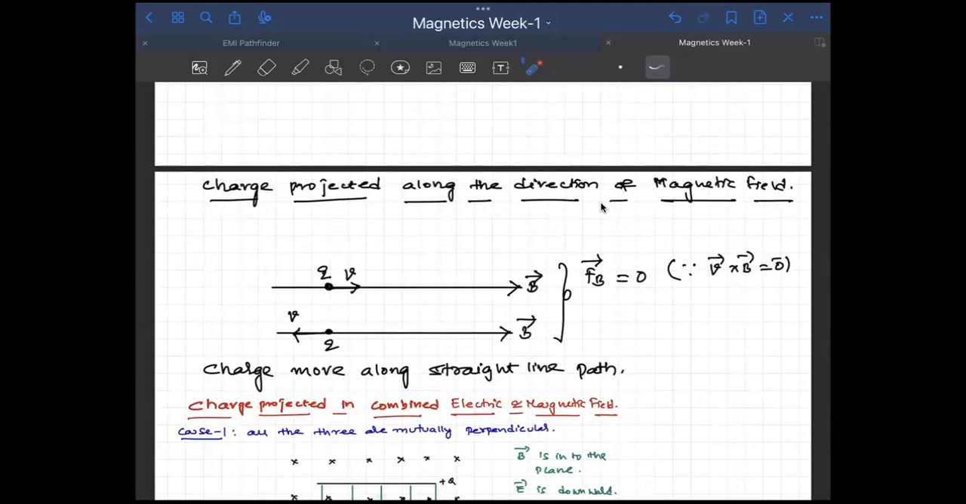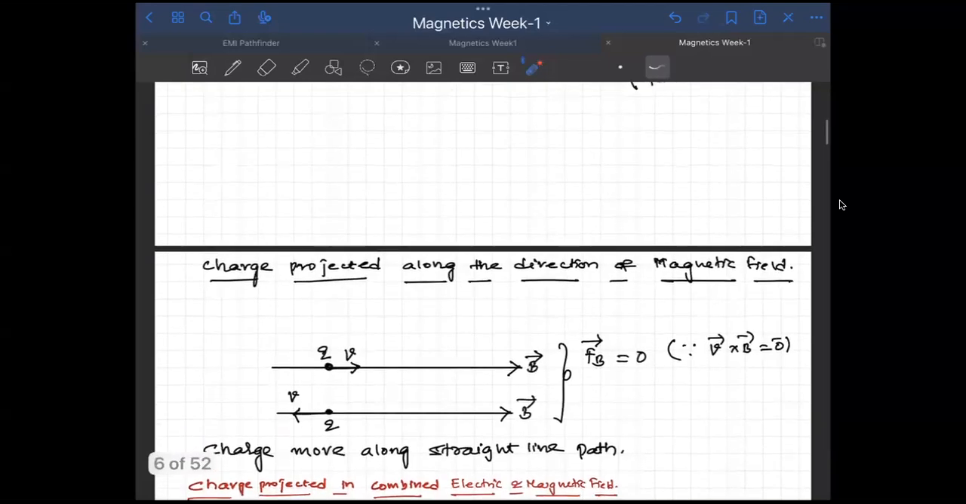This is a special case. If the charge is projected either along the direction of magnetic field or opposite to the direction of the magnetic field, what happens? Force becomes 0. It goes straight line path. So today I have introduced 3 things. 1, charge projected perpendicular. 2, charge projected with some angle. 3, charge projected along the direction of the field. Any doubt till this point?